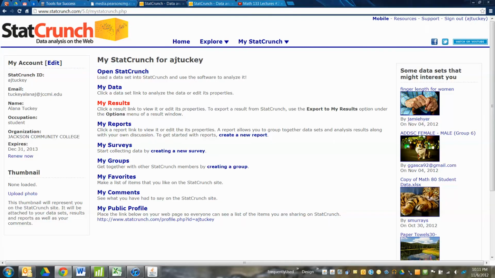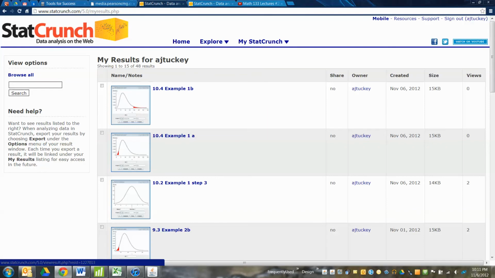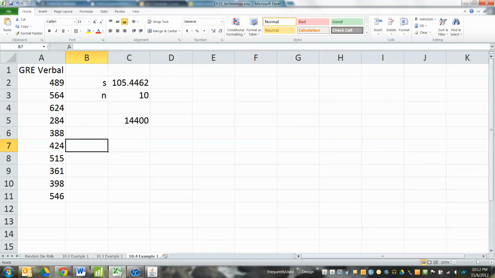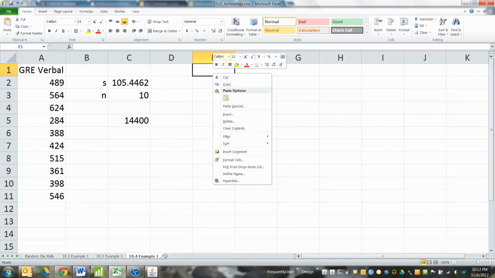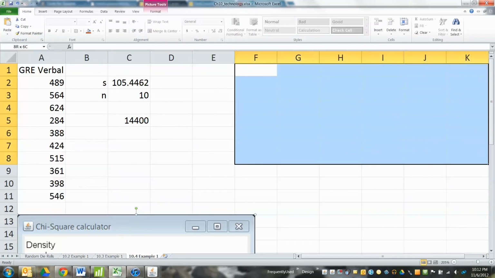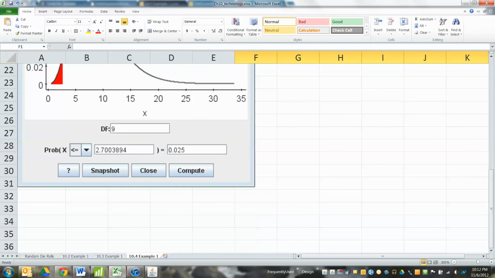All right, I'm going to go back here to my results, and I'm going to copy and paste these in. I'll paste them down here, because I want this area up here for something else later, for when we run the test.